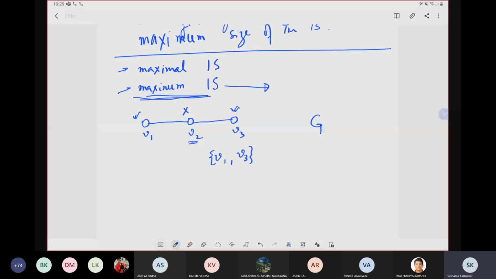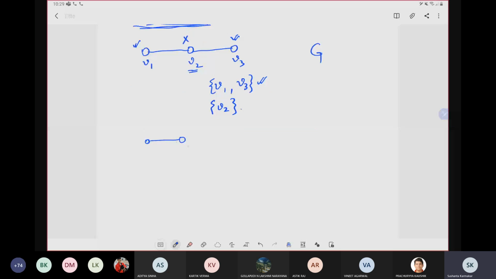So if I include this chain a little larger, let's say this is an even number of vertices. Then what happens? This is my V1, this is V2, this is V3, this is V4. So I start with V1. Then I cannot take V2, but I can take V3. And then once I take V3, I cannot take V4.